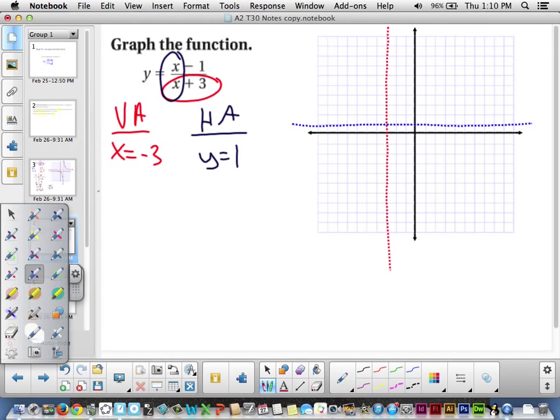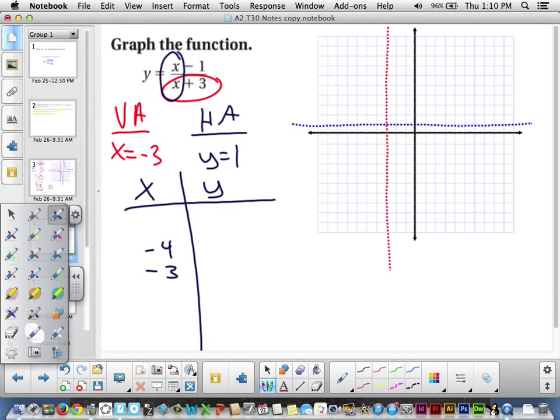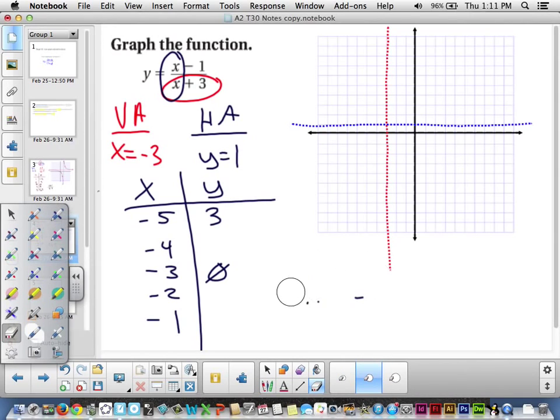And now try a couple points on either side of the vertical asymptote. Vertical asymptote's at negative 3. We'll go 2 smaller, negative 4, negative 5. Negative 2, negative 1. And when we try negative 5 minus 1 over negative 5 plus 3, that's negative 6 over negative 2, so that works out to 3.